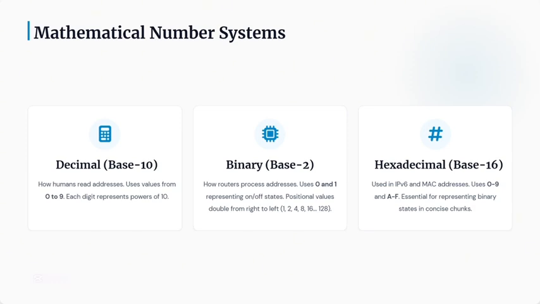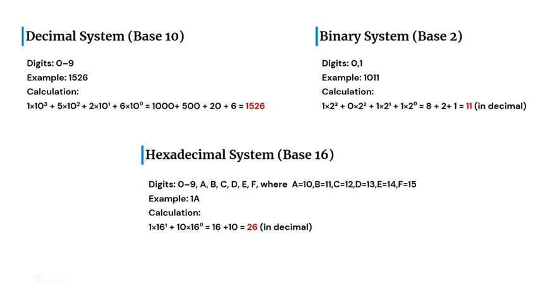Lastly, we have hexadecimal, or base 16. Hex uses digits 0 through 9 and letters A through F. It is used heavily in IPv6 and MAC addresses to represent long binary strings in shorter, more concise chunks. Let's look at how these systems calculate value mathematically.